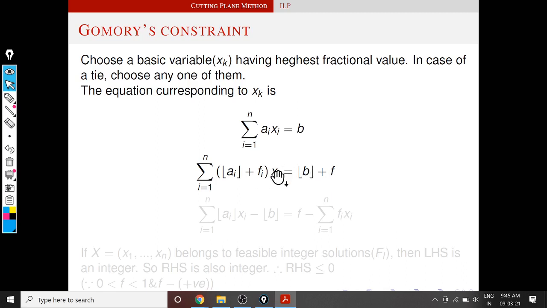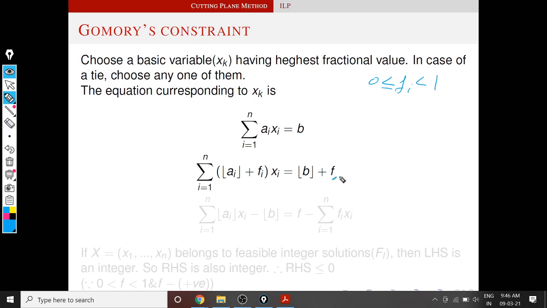So what about this something? Something is always positive and in between 0 and 1, isn't it? So these fractions are always 0 less than or equal to fi less than 1, depending on the number ai. If ai is an integer, then the corresponding fi is 0. If ai is a non-integer, then fi is a value in between 0 and 1. You got it? So all the fi's are in between 0 and 1.